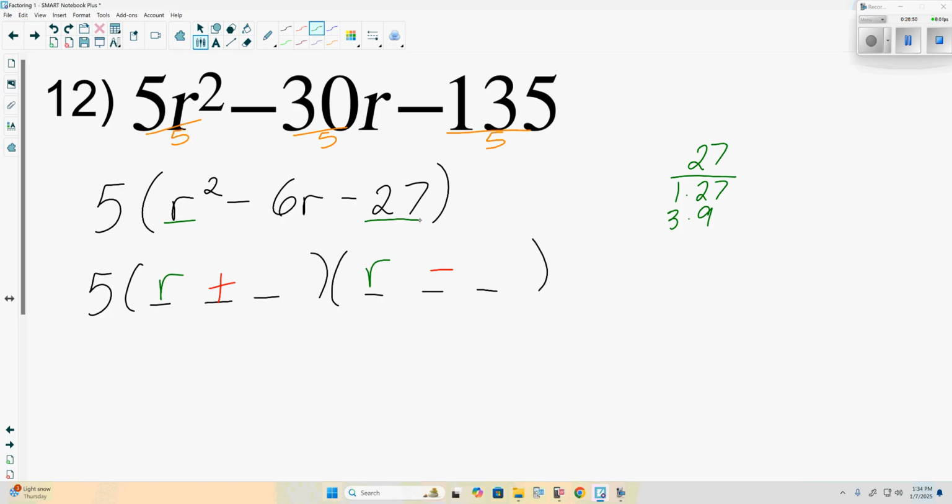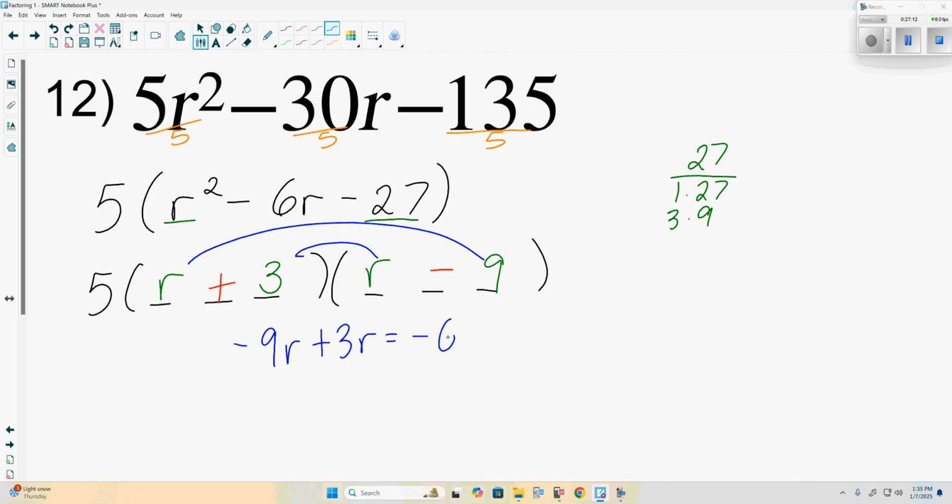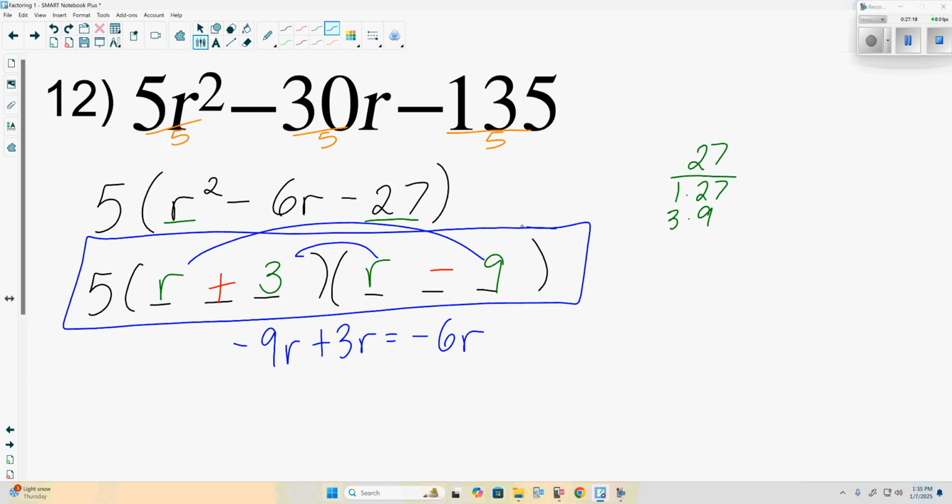Which one do we want to try first? 1 and 27 or 3 and 9? 3 and 9. Now if we check this here, r times negative 9 is negative 9r. 3 times r is positive 3r, giving us negative 6r. So 5 times r plus 3 times r minus 9. And that's it.